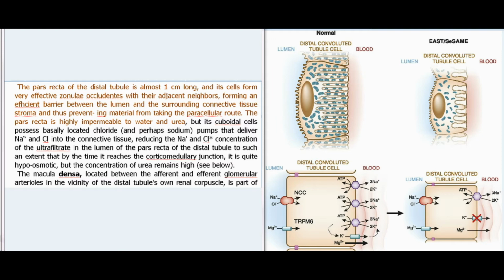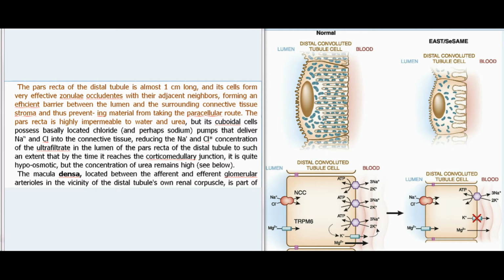The pars recta is highly impermeable to water and urea, but its cuboidal cells possess basally located chloride, and perhaps sodium, pumps that deliver Na+ and Cl- into the connective tissue, reducing the Na+ and Cl- concentration of the ultrafiltrate in the lumen of the pars recta of the distal tubule to such an extent that by the time it reaches the corticomedullary junction, it is quite hypoosmotic, but the concentration of urea remains high, see below.